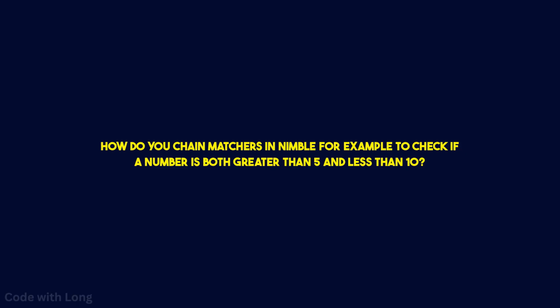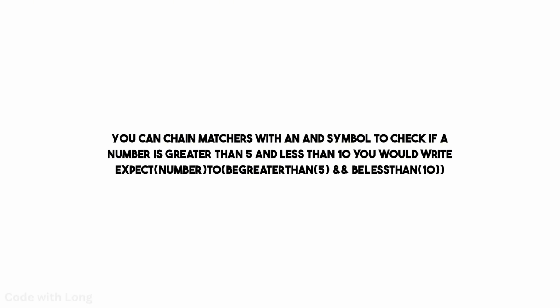How do you chain matchers in Nimble, for example, to check if a number is both greater than 5 and less than 10? You can chain matchers with an and symbol. To check if a number is greater than 5 and less than 10, you would write expect(number).to(beGreaterThan(5) && beLessThan(10)).